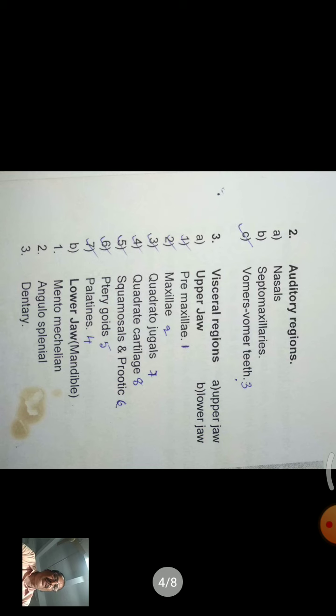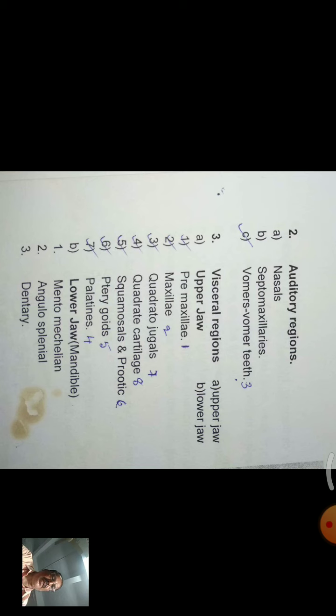Second one is the olfactory region. The region consists of parts like nasals, septomaxillaris, vomers, vomerine teeth. So this region consists of bones like nasals, septomaxillaris, vomers with vomerine teeth.